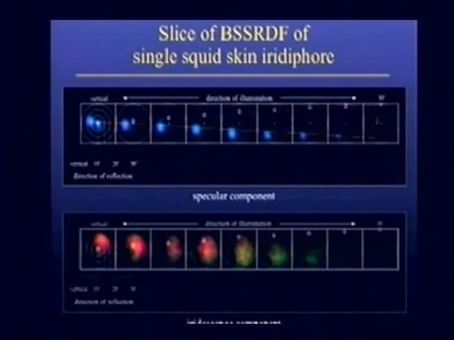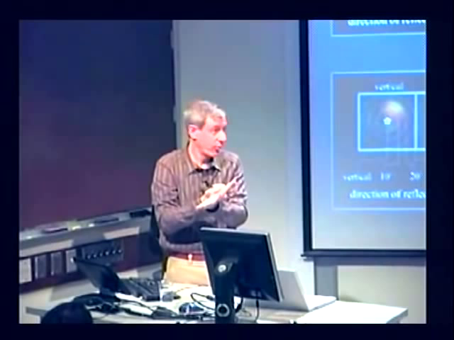and then disappears. This is a slice of an eight-dimensional function called the BSSRDF, the bidirectional surface scattering reflectance distribution function. What it is basically is for any incoming position and direction of light, so position is 2 degrees of freedom and direction is 2 degrees of freedom, and for any outgoing position and direction of light, that's another 4 degrees of freedom, so it's an eight-dimensional function, how much light goes through that particular transport path.